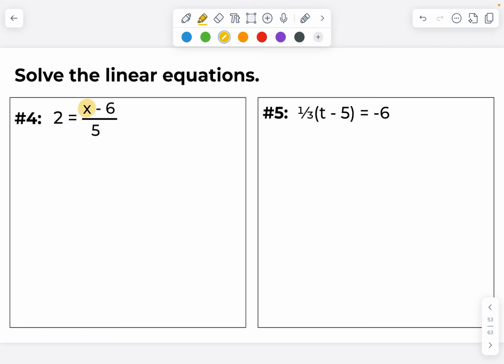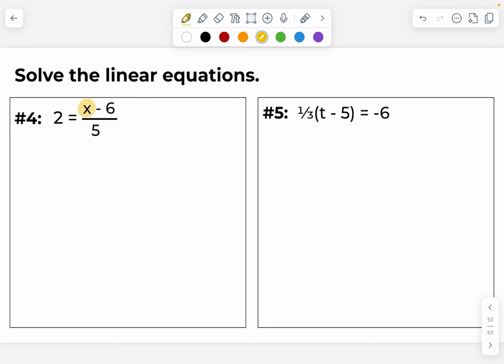So if we think about getting that by itself, okay, we first want to deal with, if we think order of operations, we first want to deal with anything that's being multiplied or divided, okay, by that whole thing. So this whole x minus 6 is being divided by 5. So I need to deal with that before I can move the 6 over and get x by itself.